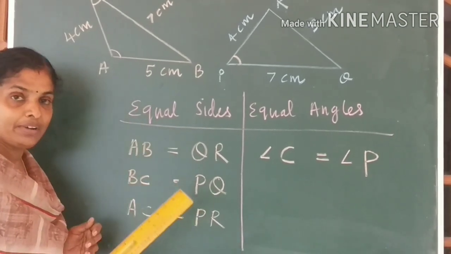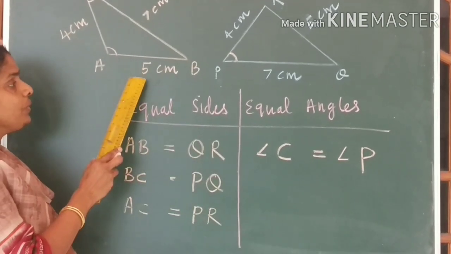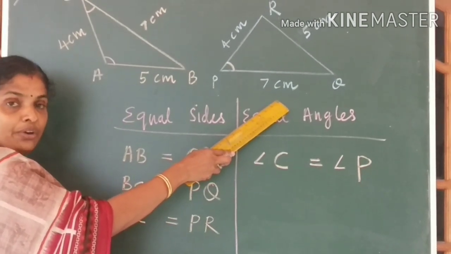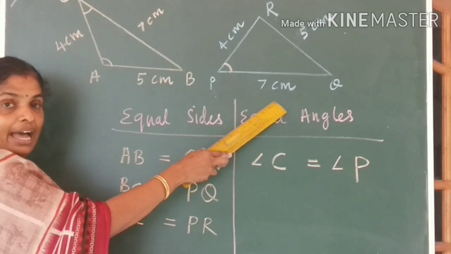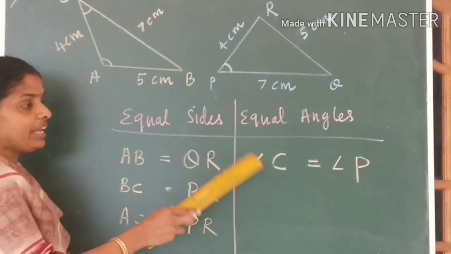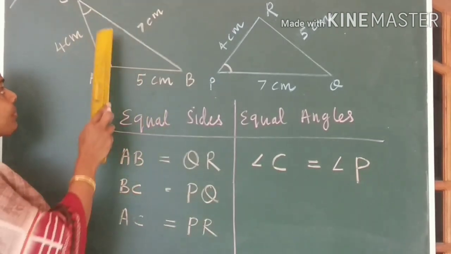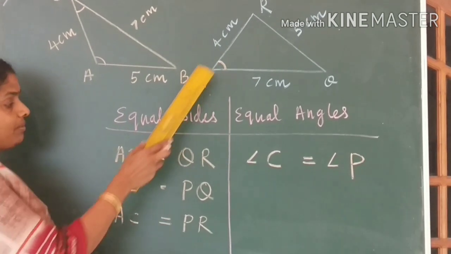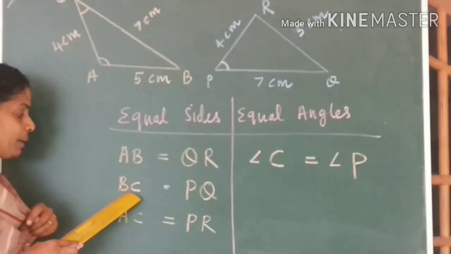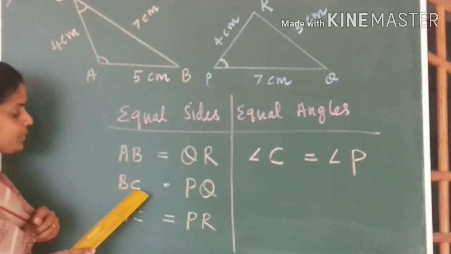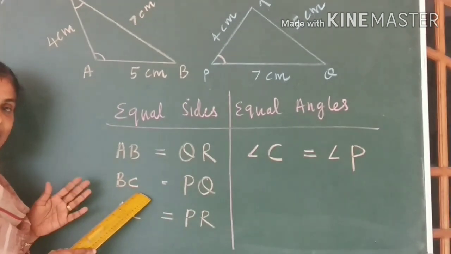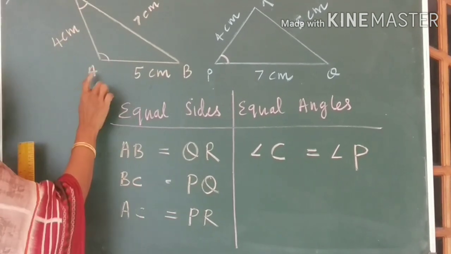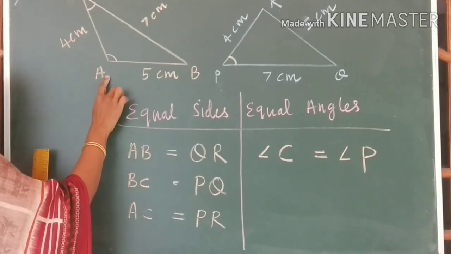So to verify, what you have to do, you draw two triangles like this using your scale and compass and verify this idea. Angle C will be always equal to angle P. Come to the second one, BC. Opposite to the side BC, which is the angle A. Opposite to BC, we have angle A.